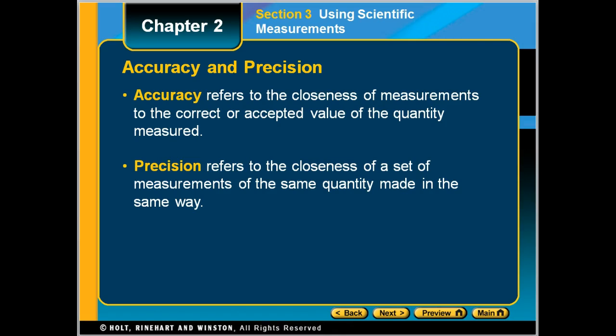Accuracy refers to the closeness of the measurements to the correct or accepted value of the quantity measured, whereas precision refers to the closeness of a set of measurements to the same quantity made in the same way. So, what does that mean?